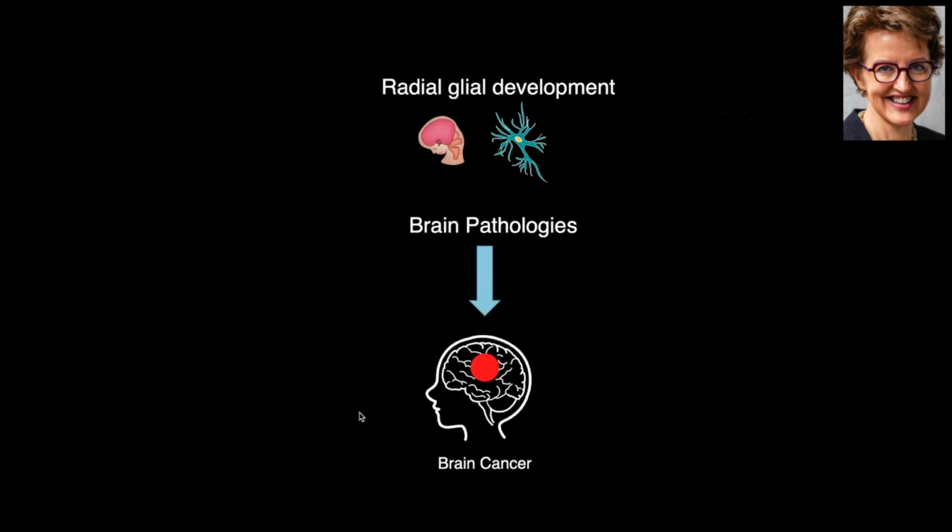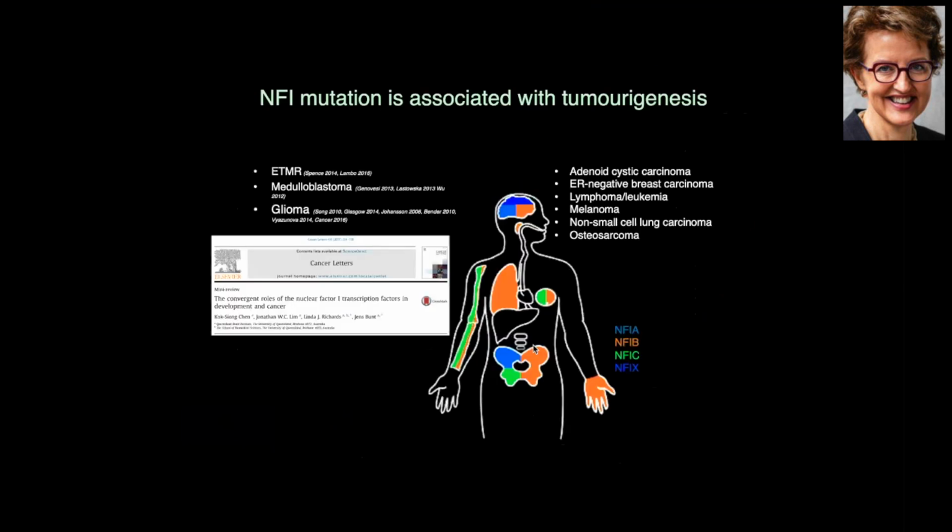What about the phenotype of brain cancer? So nuclear factor 1 genes are actually expressed in many organ systems throughout the body, and they have been associated with a number of different cancers in different organ systems that are shown here, depending on the family member. And of course, in 3 different major brain tumor conditions as well: glioma, medulloblastoma, and this one, which I'm going to talk about now, ETMR.